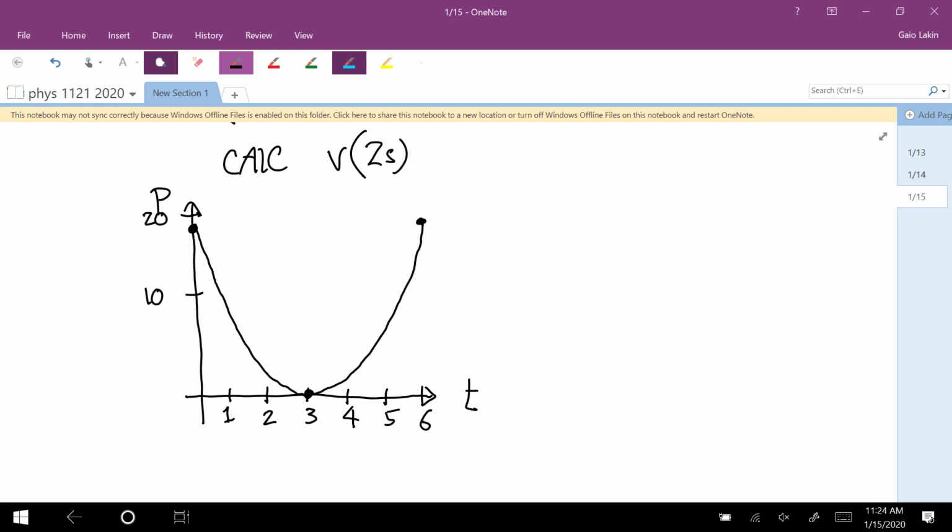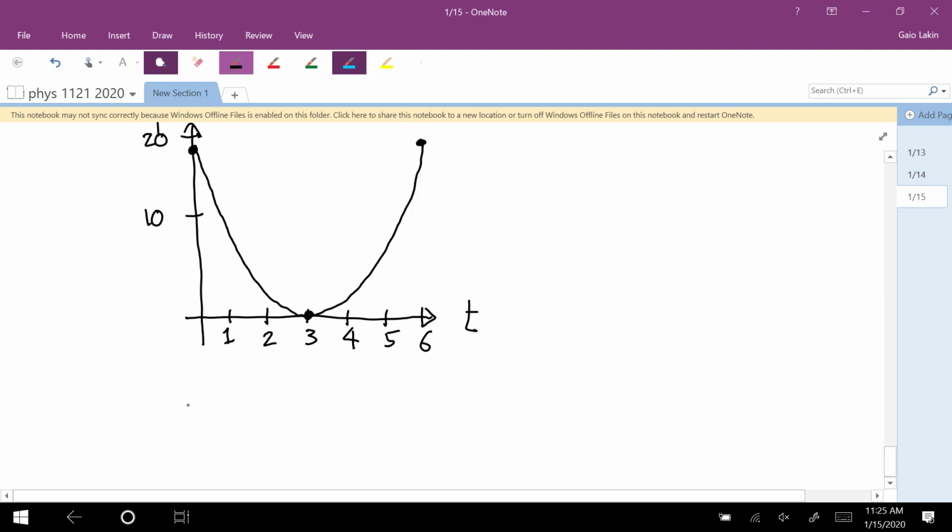So what's the time interval where this object is moving in the negative direction? Yeah, 0 to 3, because if you think of the slopes of the tangent lines of all these points, those slopes are all negative. Okay. They're getting closer to 0 as you go. So this object is moving in the negative direction on the interval from 0 to 3.